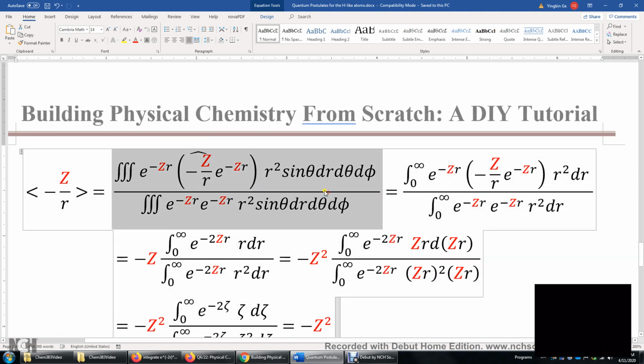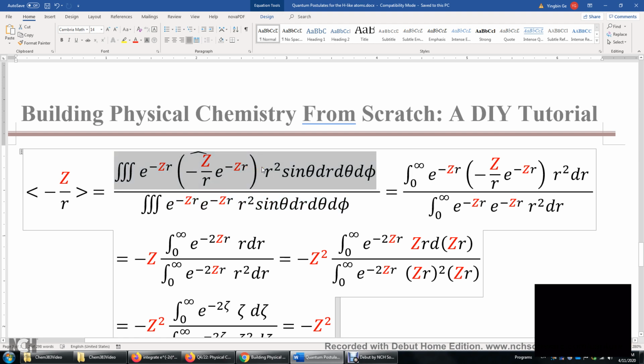I plug in the wave function. The wave function is e to the power of negative Zr here, here, here, and here. Again, supposedly this should be the complex conjugate of the wave function. Same here, but again, we're talking about a real function. This part is the volume element d tau. Over here, the volume element d tau.